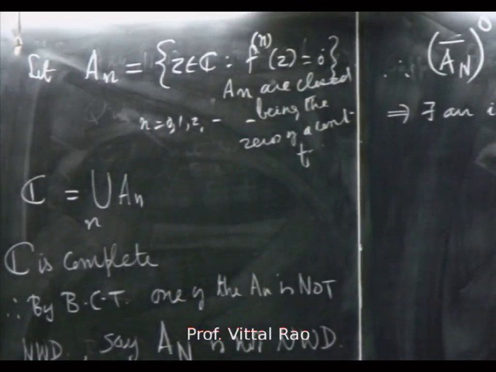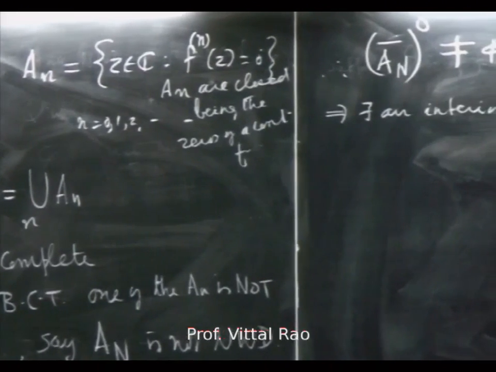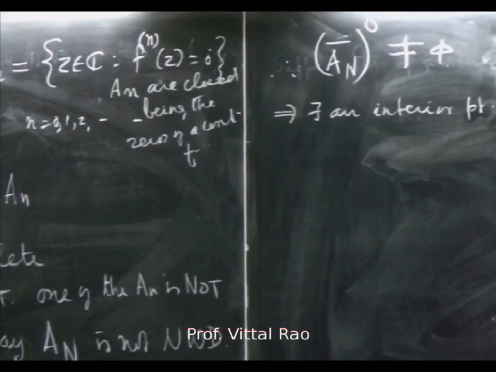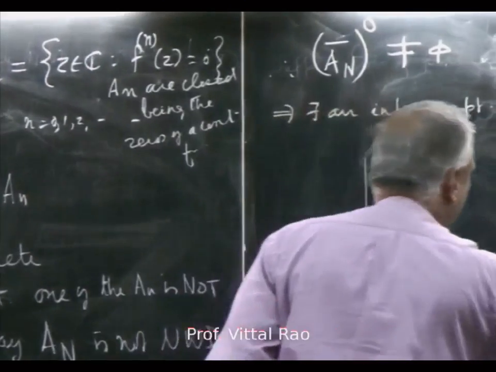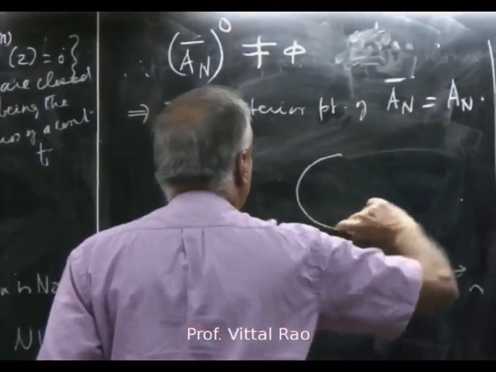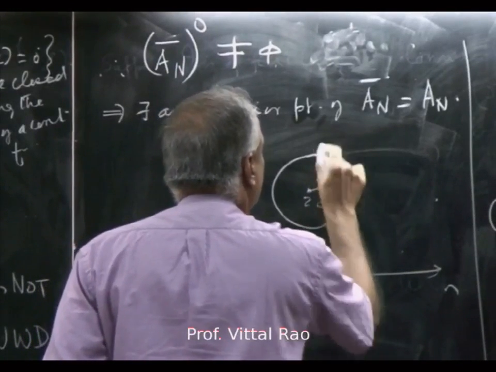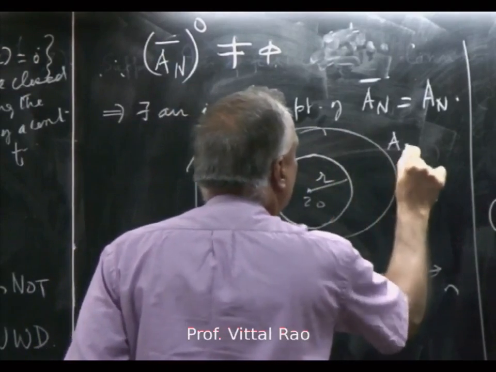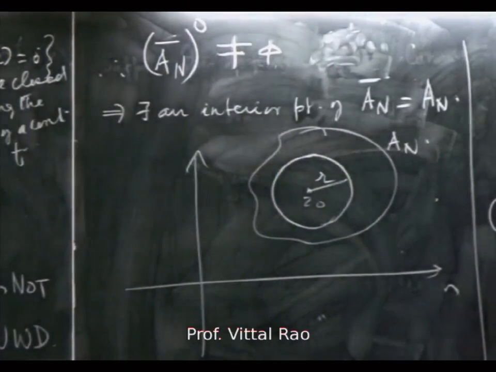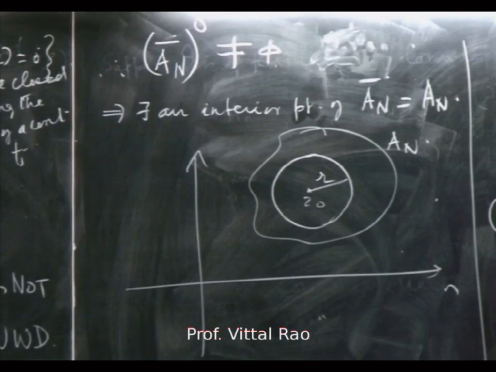What does it mean to say that there is an interior point of A_N? There is a hole which is completely inside A_N. So what it says is, in the complex plane there exists some disk contained in A_N, because it is an interior point. Because it is an interior point, a whole disk must be around that point which is completely contained in this.